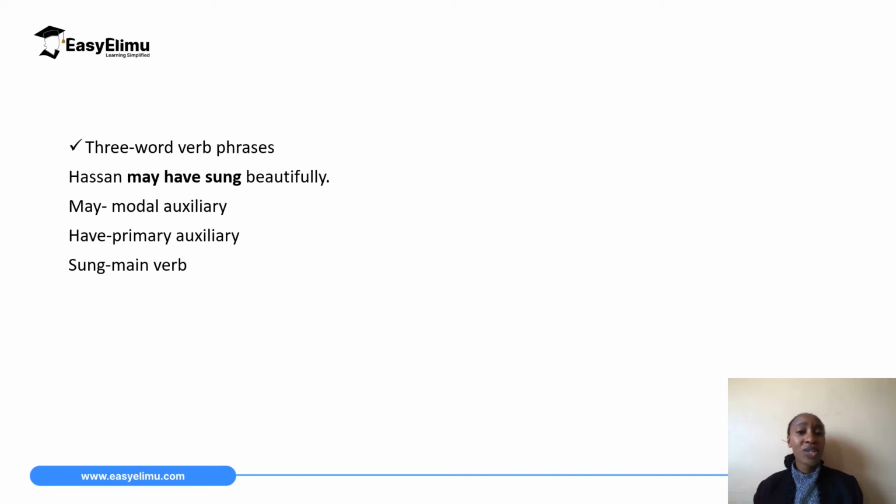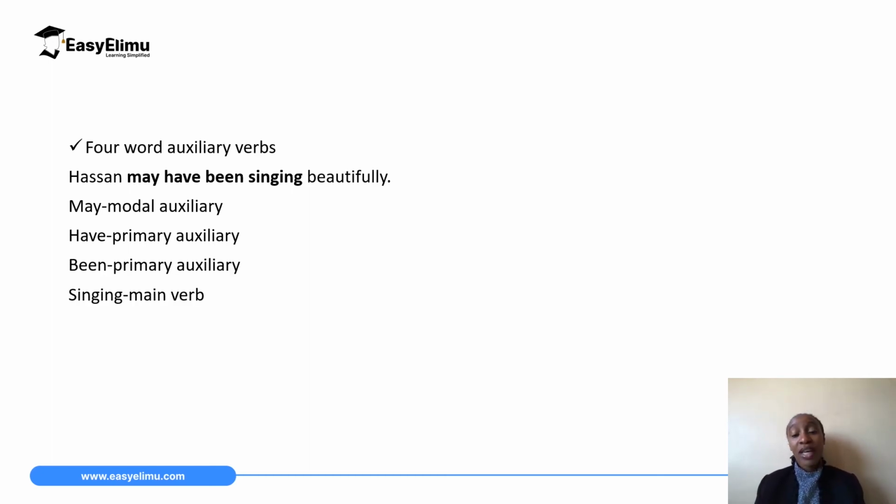We can also have a verb phrase that consists of three words. We are still going to use the same sentence. Hassan may have sung beautifully. So we have two auxiliaries here and the main verb. The first auxiliary is may, which is a modal auxiliary. And then have, which is a primary auxiliary. And lastly, sang, which is the main verb.